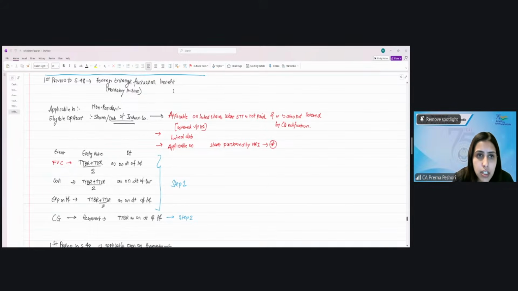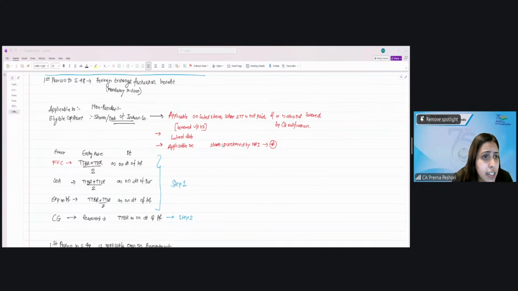So when you can take it is when you have a listed share where STT is not paid on purchase or sale, and it is also not covered in the central government notification which exempts the STT on certain transactions. So in that case only you can claim the first proviso to 48. You can't claim it even on unlisted shares because on unlisted shares 112 specifically says the first proviso to 48 is not available. And you can claim it on the shares purchased by a non-resident Indian. We will see that in the next point itself.